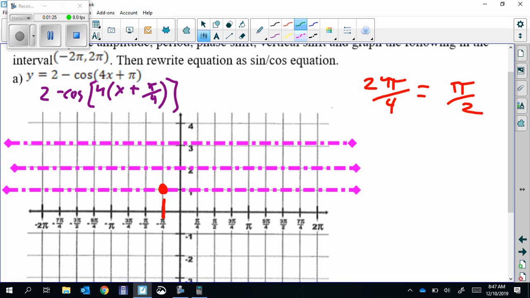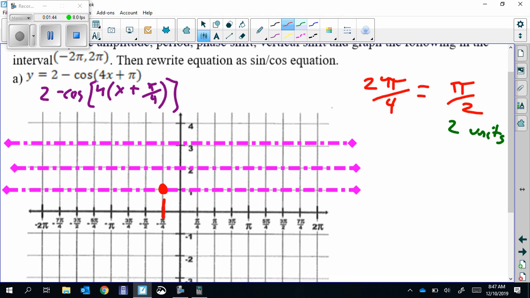A width of pi over 2 goes from here to here. That's how wide it is. 2 units. 2 units is our width. That's our period. So it's going to do its entire cycle in 2 units.